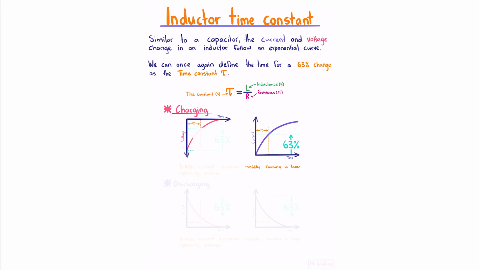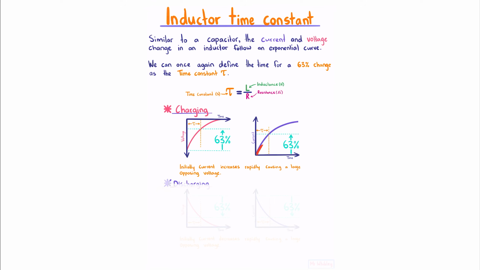The voltage or back EMF produced by the inductor is proportional to the rate of change of current. Because the rate of current change is highest initially, our voltage is going to be initially at a maximum, and then as the rate of current change goes to 0, so too will our opposing voltage. And so initially the current increases rapidly, causing a large opposing voltage. The time for this voltage to decrease by 63% is, as per usual, our time constant tau.